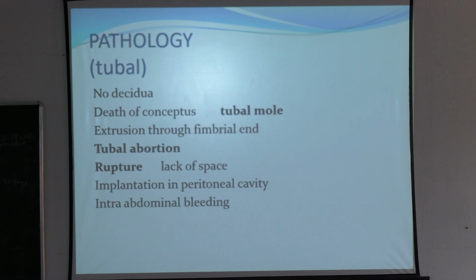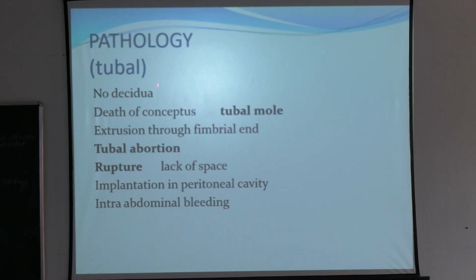So what are the pathological things which occur following implantation outside the uterus? Outside the uterus, the submucosa is not there, so there will be no decidua, so implantation will not be proper. So the chorionic tissue or trophoblast can easily invade the underlying muscle tissue. So it will distend the muscular layer.